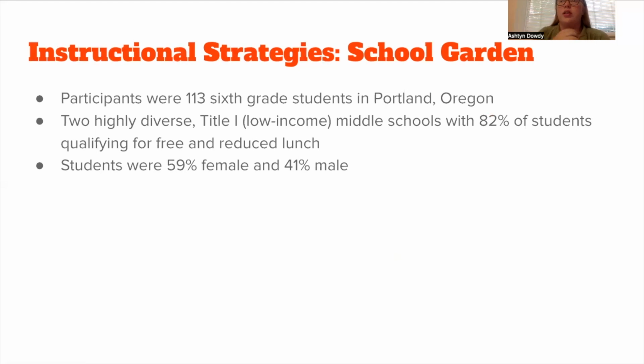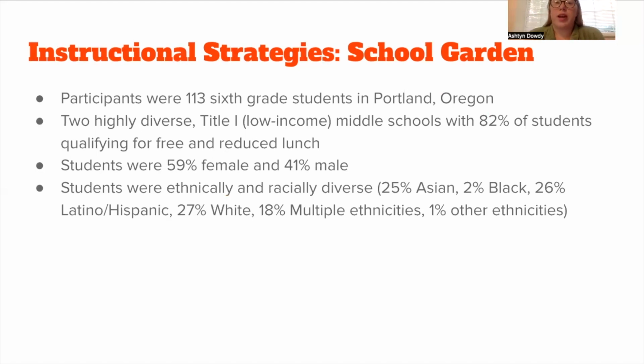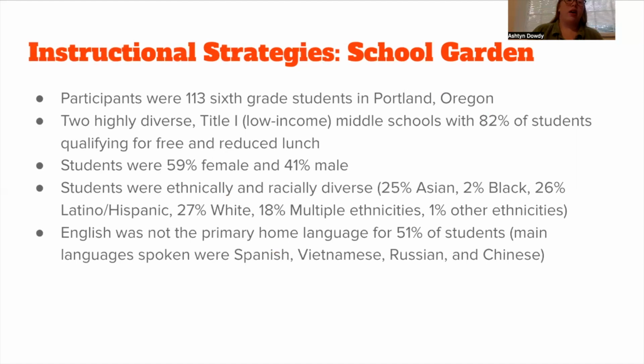As far as statistics for this particular study, students were 59% female, 41% male. Students who participated were very ethnically and racially diverse. You had 25% Asian, 2% Black, 26% Latino or Hispanic, 27% white, 18% multiple ethnicities, and 1% other ethnicities. So again, a lot of diversity there, and English was not the primary language at home for 51% of the students. So over half the students' primary language at home was not English. The main languages spoken at home were Spanish, Vietnamese, Russian, and Chinese.